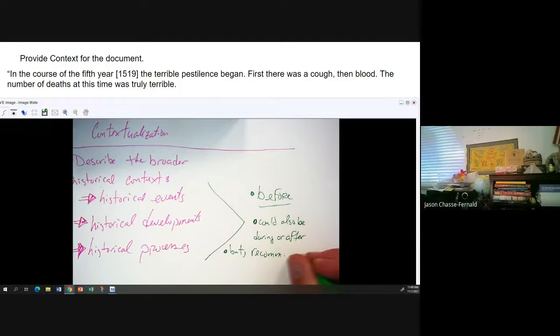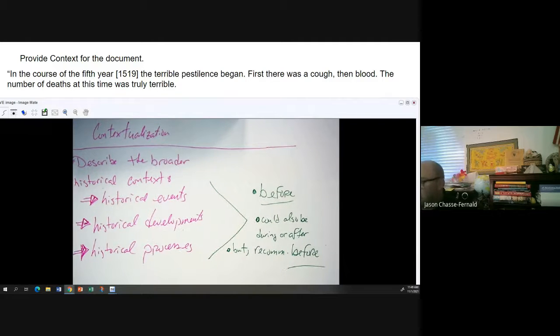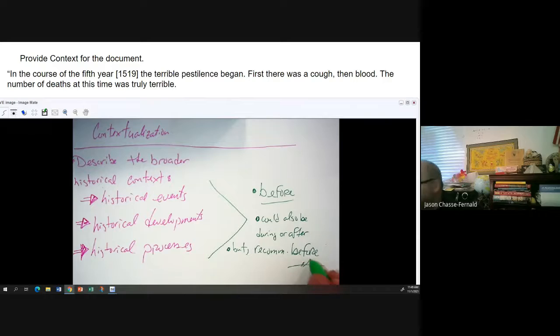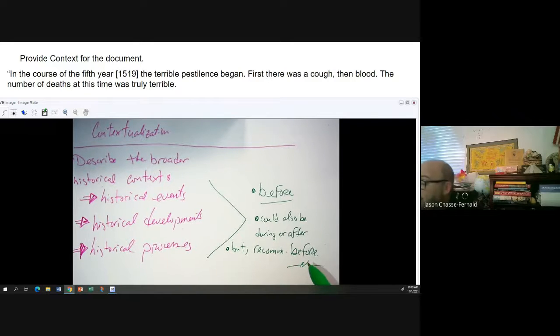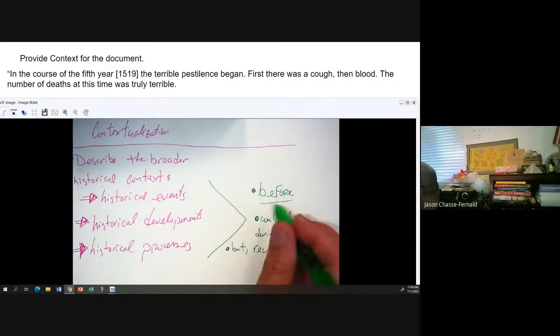But I recommend before. I don't know anyone who reads who would tell you that it is not easier to do contextualization for before. So everything I've ever heard recommends trying to contextualize before. That said, you can also do during. Pretty sure I actually gave you an example when we were looking at the Portuguese in the Indian Ocean the other day. I gave you a during. Right, but before is what's recommended.